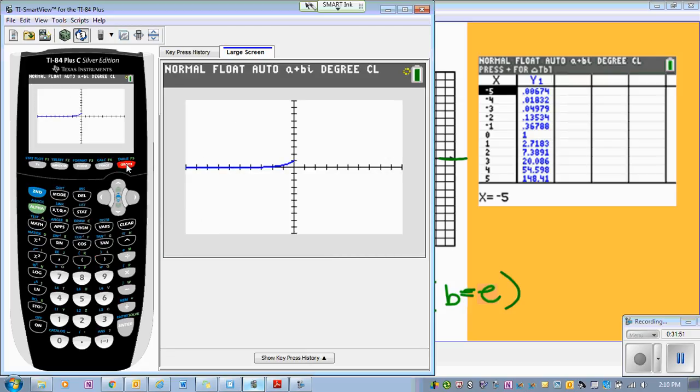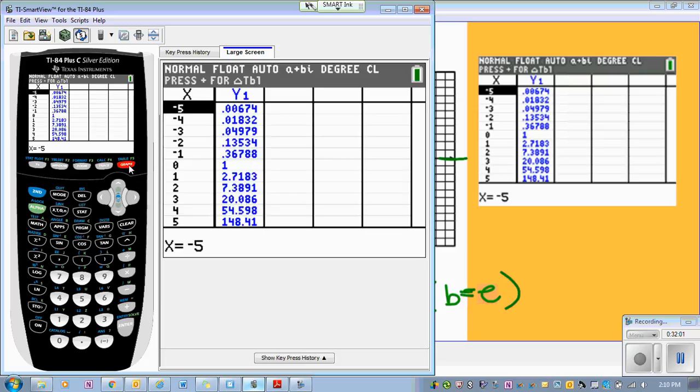Okay, now let's go to graph. Let's take a look at it. Let's make sure that the right arm is going up. So this is a growth. Now I'm going to hit second graph, and there are my points. Remember, e is an irrational number. That's why you don't have a lot of really pretty numbers here.